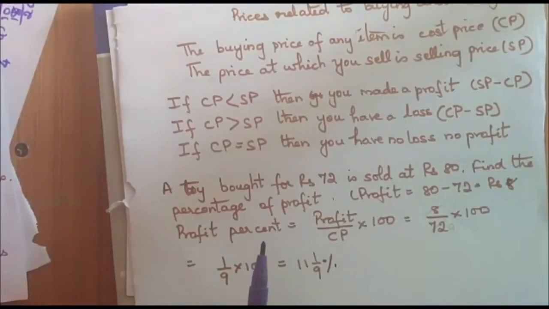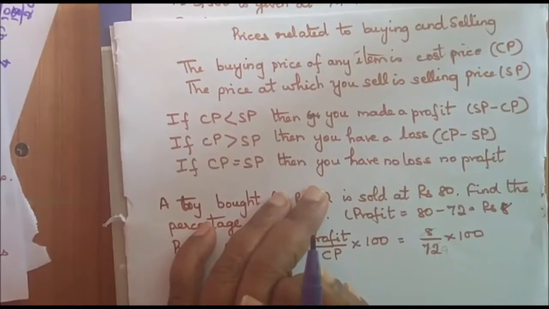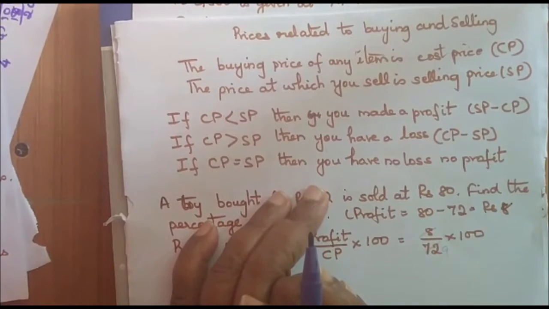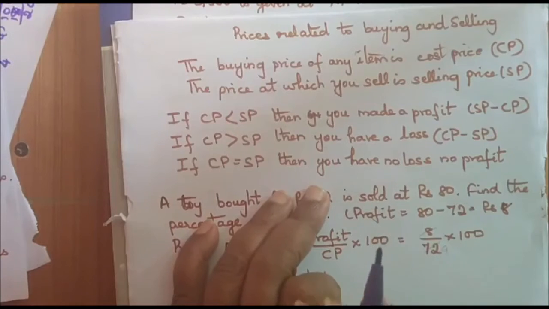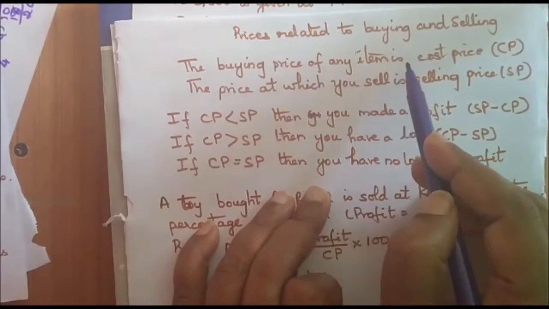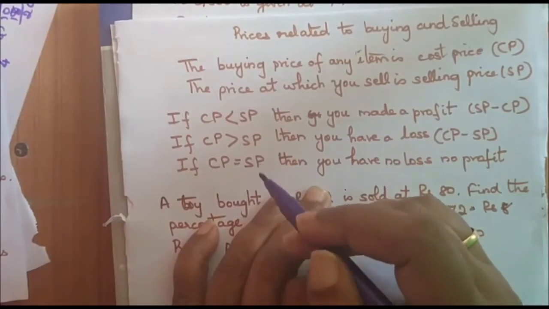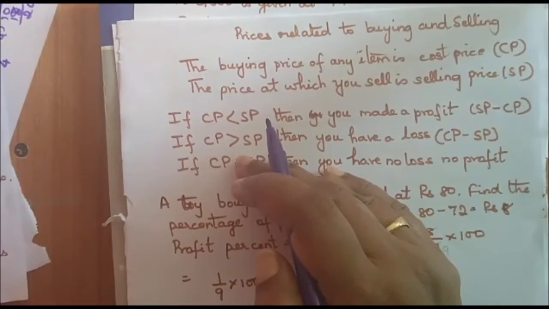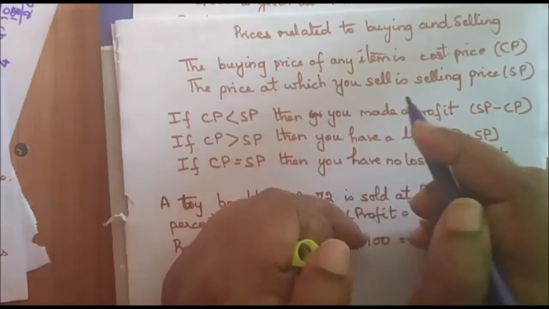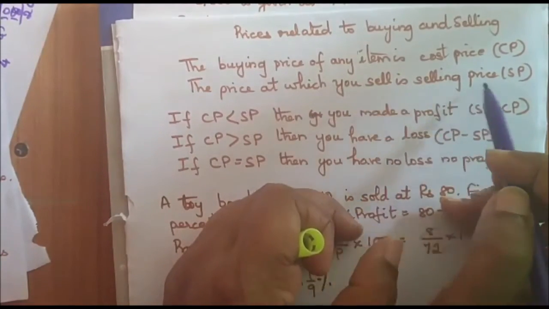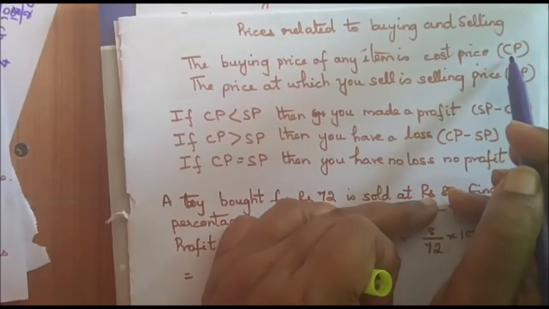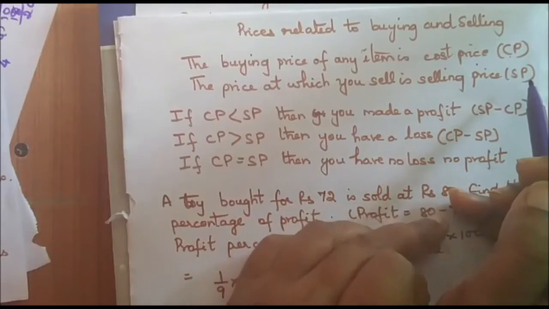Now we'll go to the next topic, that is cost price and selling price. See, you go and buy fruits from a fruit vendor. He buys them from someone else and comes and sells them to us, isn't it? So the price at which he purchases an apple or an orange is called the cost price. The buying price of any item is the cost price, and the fruit vendor may sell the fruits to us at a particular price. That is called the selling price. The price at which you sell is the selling price. We denote cost price by CP and selling price by SP.